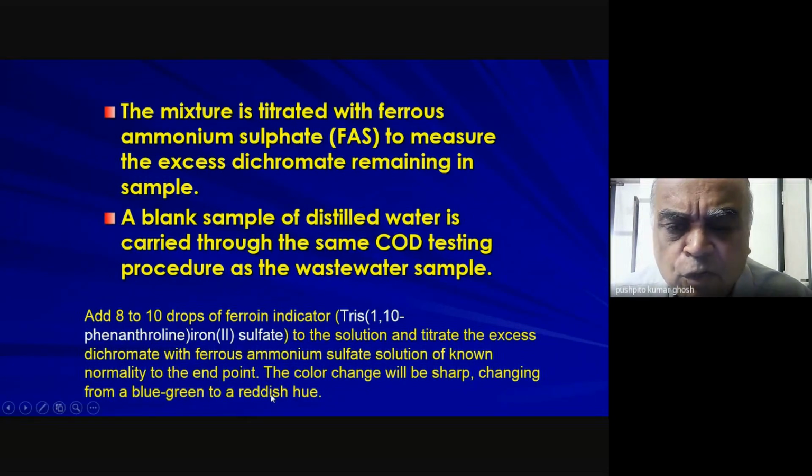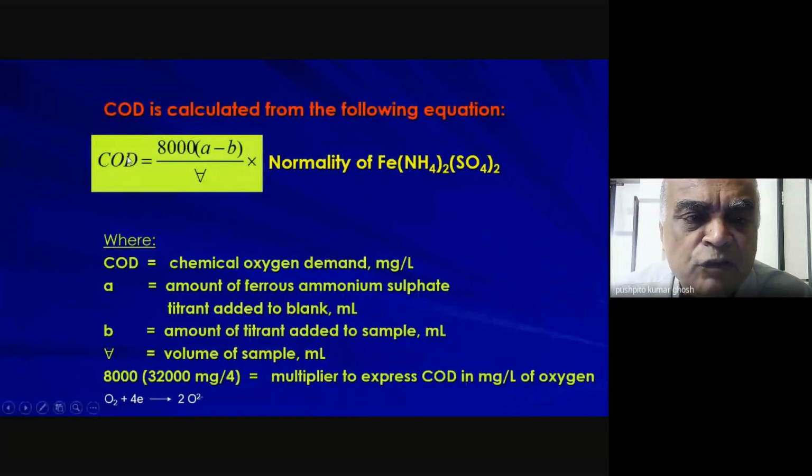And typically, iron phenanthrene is taken as an indicator of the redox titration color change in these particular cases. And then I use this formula, which is the chemical oxygen demand is equal to, I have to know my normality of my ferrous ammonium sulfate, and then I have to know what was the amount of ferrous ammonium sulfate I needed for a blank solution, which means it was only the dichromate with no effluent.